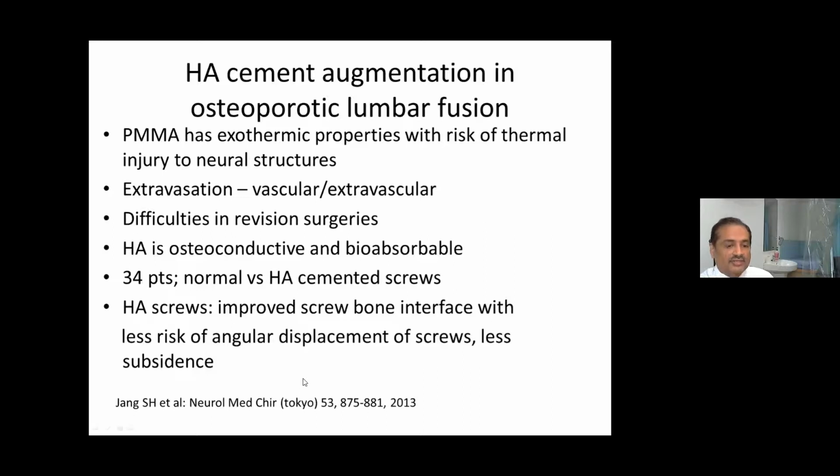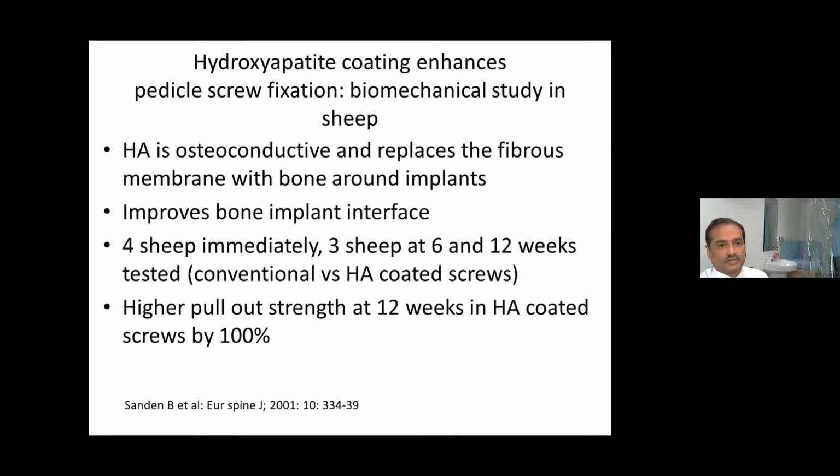They tried to understand not only the instrumentation failure, but also the screw angle. They found that there are fewer chances of angular displacement of the screw, fewer chances of subsidence when used along with interbody fusion, and less loss of lumbar lordosis. So hydroxyapatite screws have been found to be very useful in these patients.